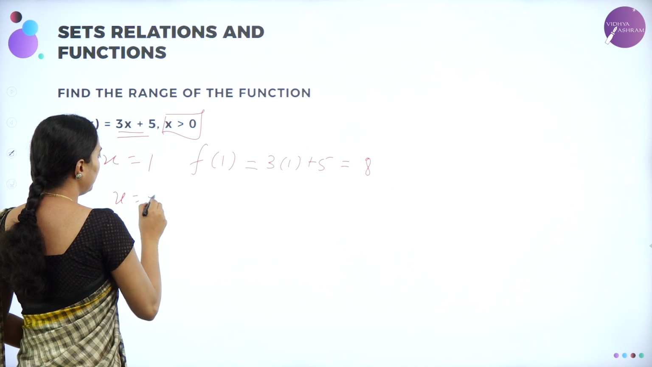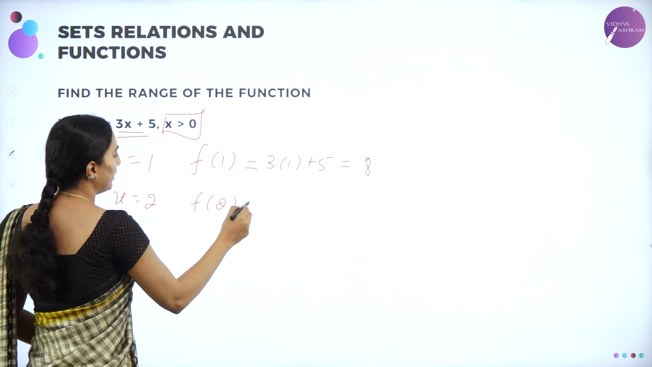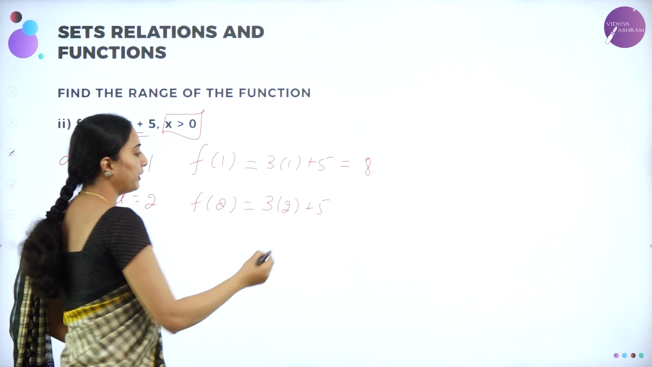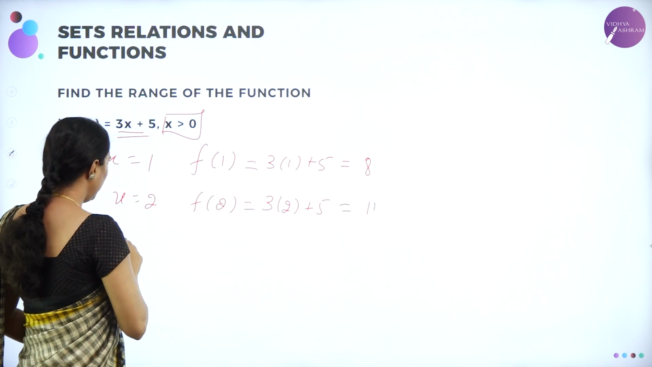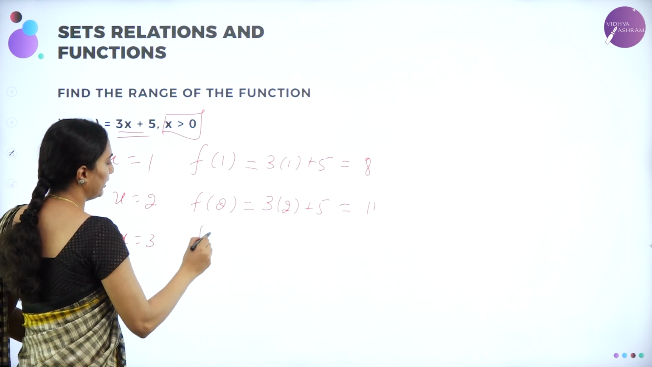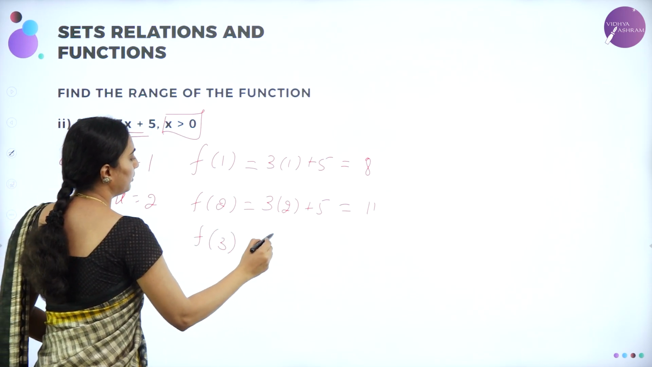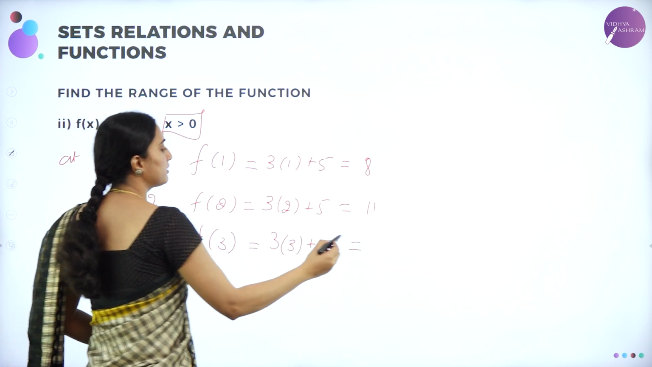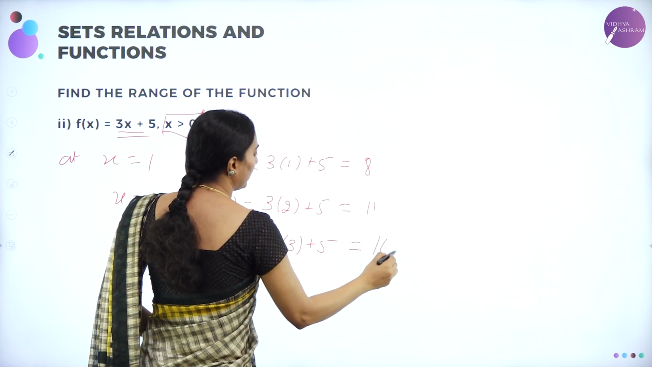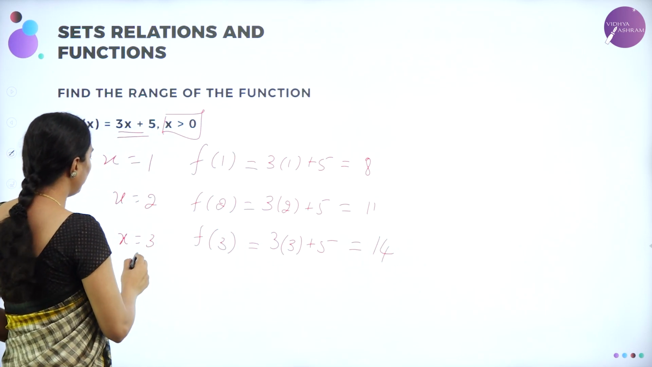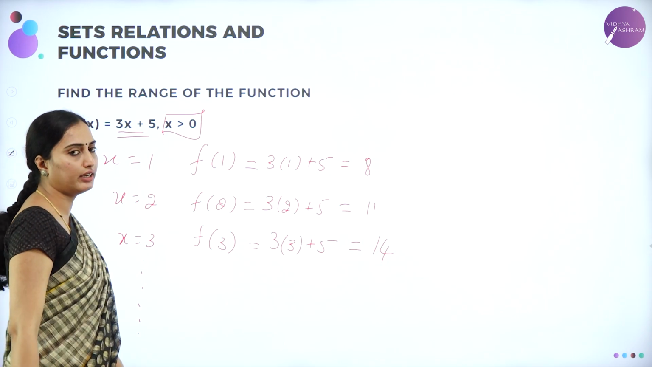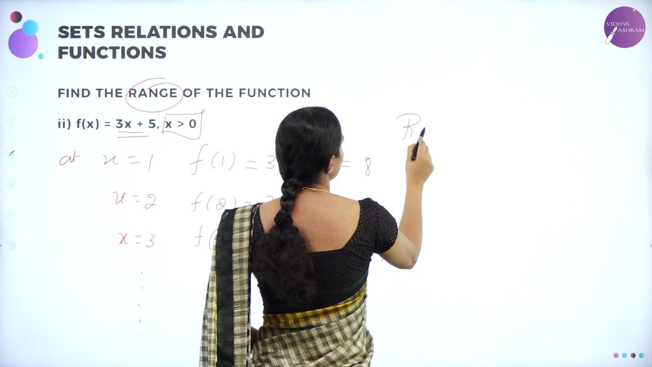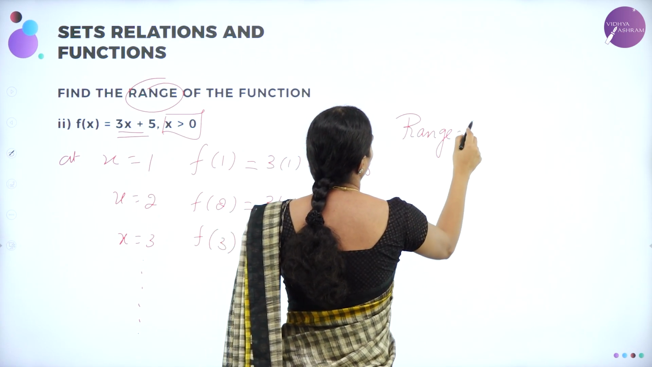Similarly, at x equal to 2, f of 2, you are going to get 3 into 2 plus 5. 3 2s are 6, 6 plus 5 is 11. Similarly, at x equal to 3, f of 3 is equal to 3 into 3 plus 5, which is 9 plus 5, which is 14. It will continue up to how much value you are going to take, that means infinite values. They have asked only the range. I can write it as range is equal to, what is that?